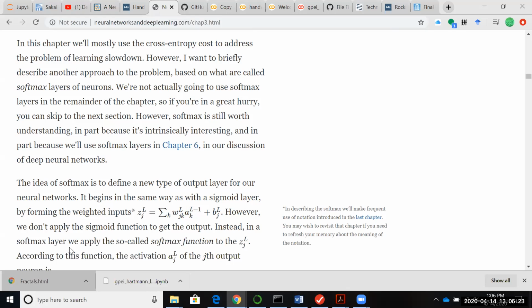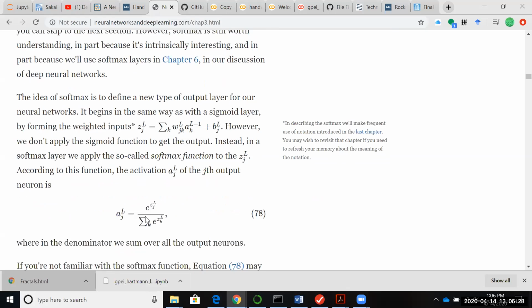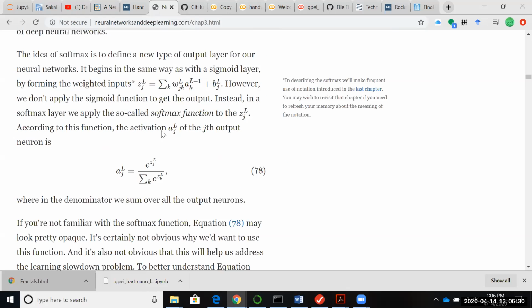Instead, in the softmax layer, we apply the so-called softmax function. It turns out that instead of using the sigmoid function, this softmax transformation is very good for outputs where you are trying to predict probability, because it automatically normalizes between 0 and 1, just like the sigmoid. But the key thing is that the sum over all these A together automatically gives you 1.